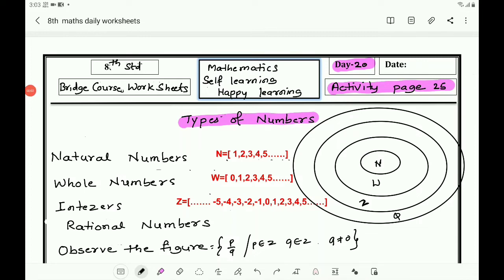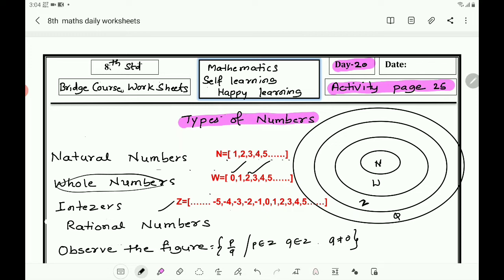Then what about whole numbers? The set of numbers containing natural numbers together with 0. Together with the natural numbers, an extra 0 will be there. So, this set is called the whole numbers. You know that natural numbers are the counting numbers. You use the numbers from 1 onwards to count the objects. If 0 is included, that set becomes the set of whole numbers.